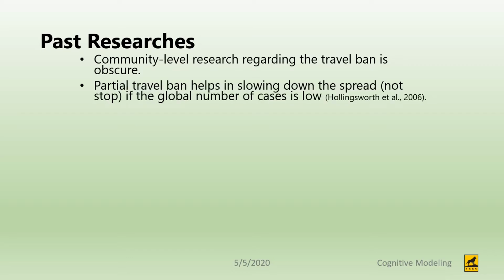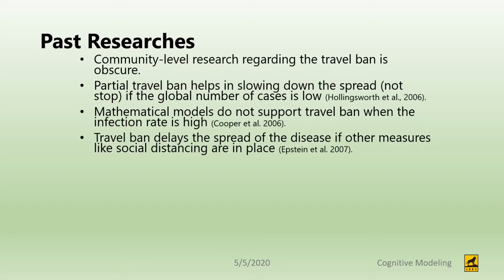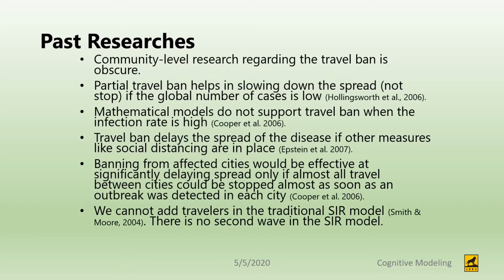Past researchers mostly looked into international level travel ban, not the community level ban. Partial travel bans help in slowing down the spread when the global number of cases is low. Mathematical models do not support travel ban when the pathogen is very contagious. We need social distancing with the travel ban for an effective containment of the pathogen.